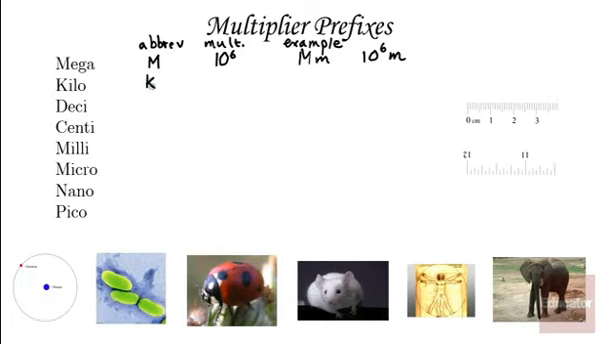Kilo, abbreviation small k, the multiplier is 10 cubed. And the example, sticking with something we know very well, is the kilometer, 10 cubed meters. A kilometer is approximately 5/8 of a mile. And next time you're in a car, have a look at the speed indicator, because you'll see it's calibrated both in miles per hour and in kilometers per hour.